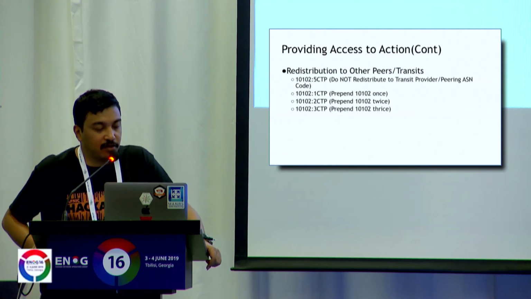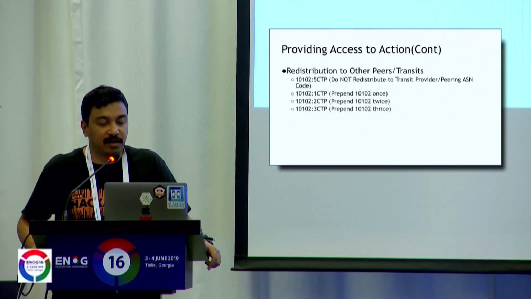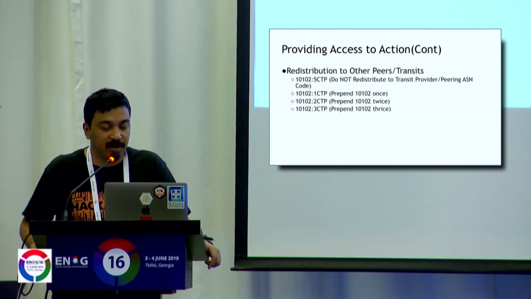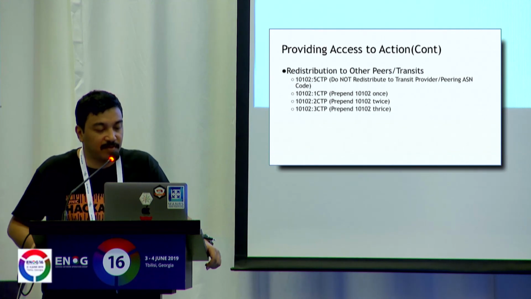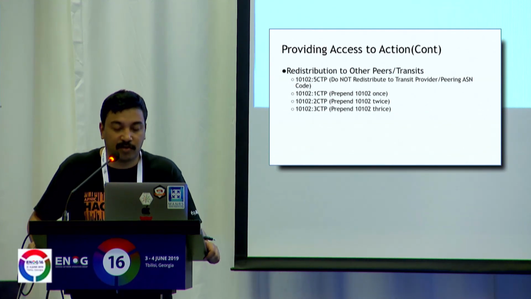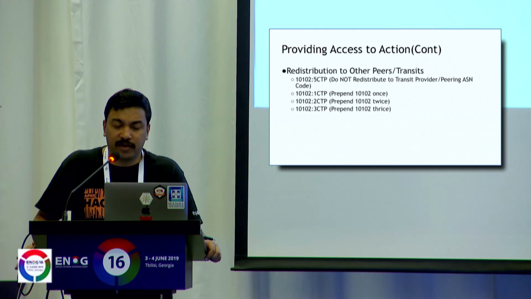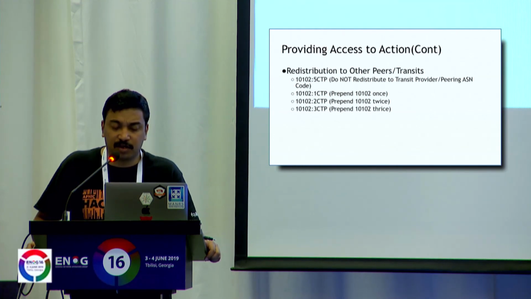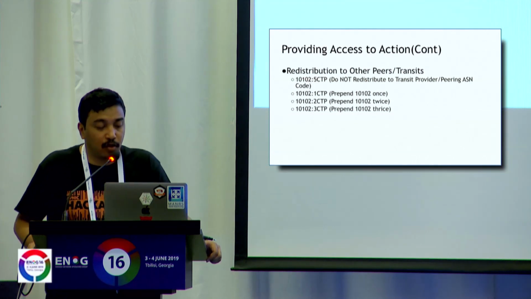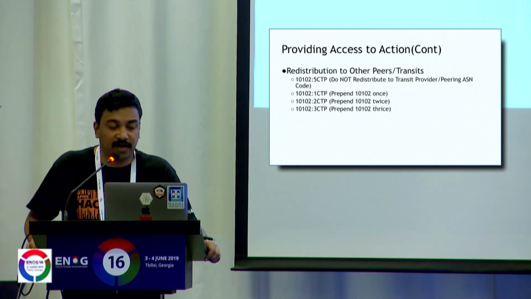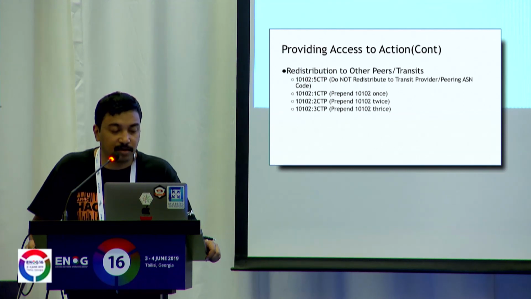How the user can actually control where their routes are being advertised towards peers or towards other transits. So 5CTP means do not distribute to transit provider or peering ASN number. Within a standard BGP community, it is difficult to add a peering ASN number. So rather than that, we should use a code from 00 to 99 using a continental code like C.